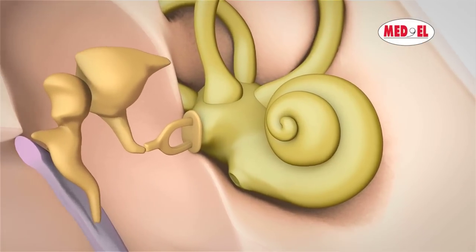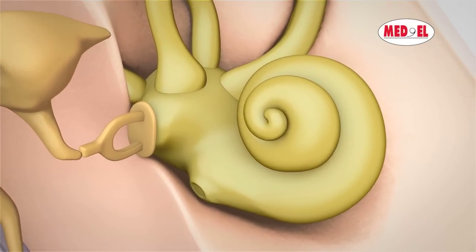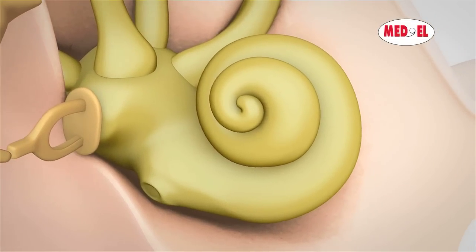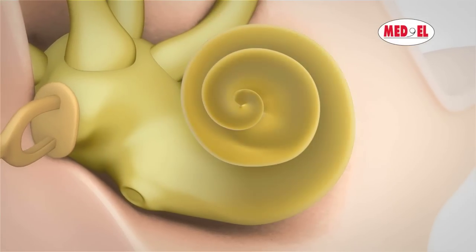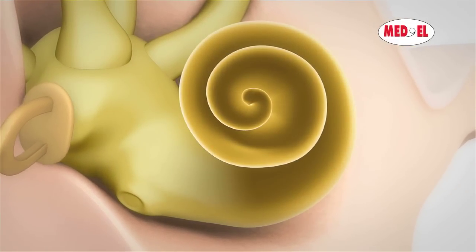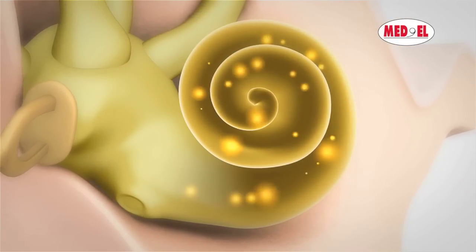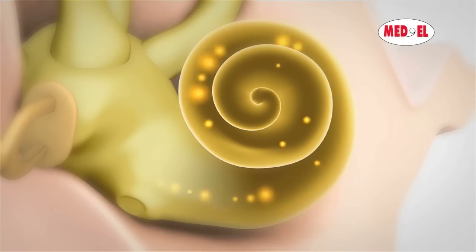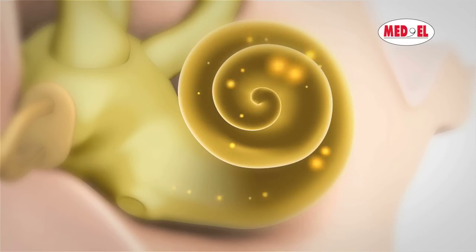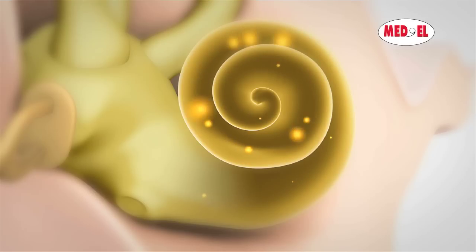Within the inner ear, the cochlea plays a central role. It is here that the mechanical energy of sound is converted into complex electrical signals, which are then passed on to the brain. In simplified terms, the cochlea is a spiral-shaped tube filled with fluid.